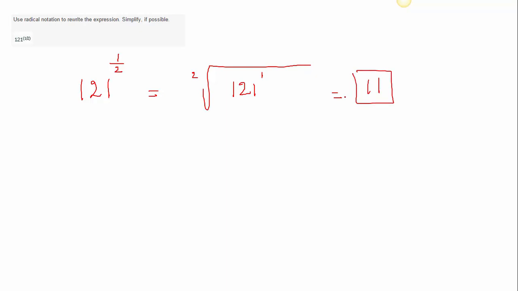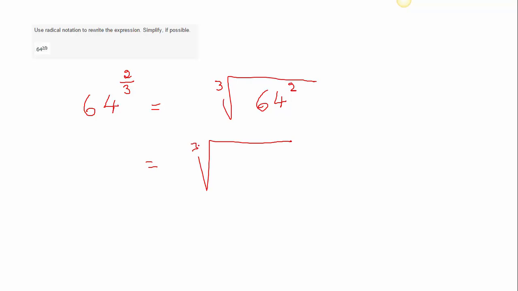Use the radical notation to rewrite the expression. Simplify if possible. So again, we have 121 to the power 1/2. Remember, we can put this inside the radical. The 121 sits here. This is the exponent. This is the index. So 121 to the power 1 over 2. What is the square root? What is the number you multiply by itself to give you 121? That's 11. 11 times 11, 121.